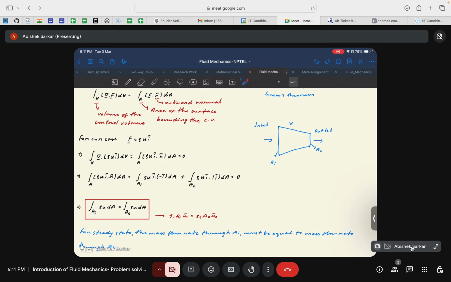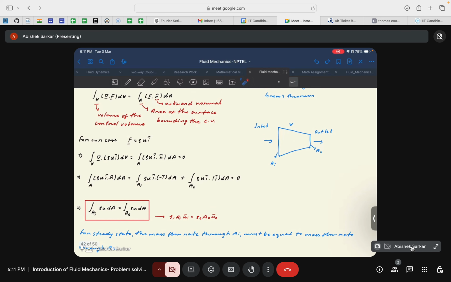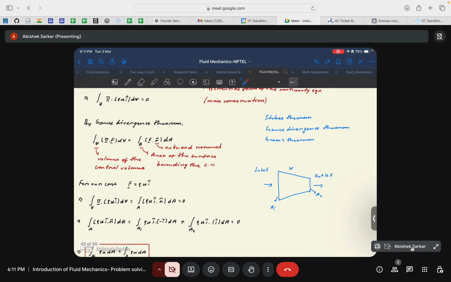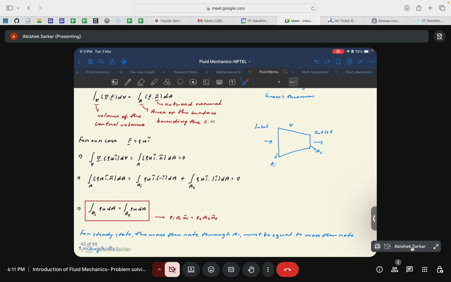Okay, so we'll consider a similar example that we have discussed very thoroughly in the previous class. So if you apply this integral here in this equation, again f here is the vector rho u i cap. If you just apply this scenario here, you will have something like the volume integral of del dot rho u i cap dV is equal to the surface integral of rho u i cap dot n cap dA.